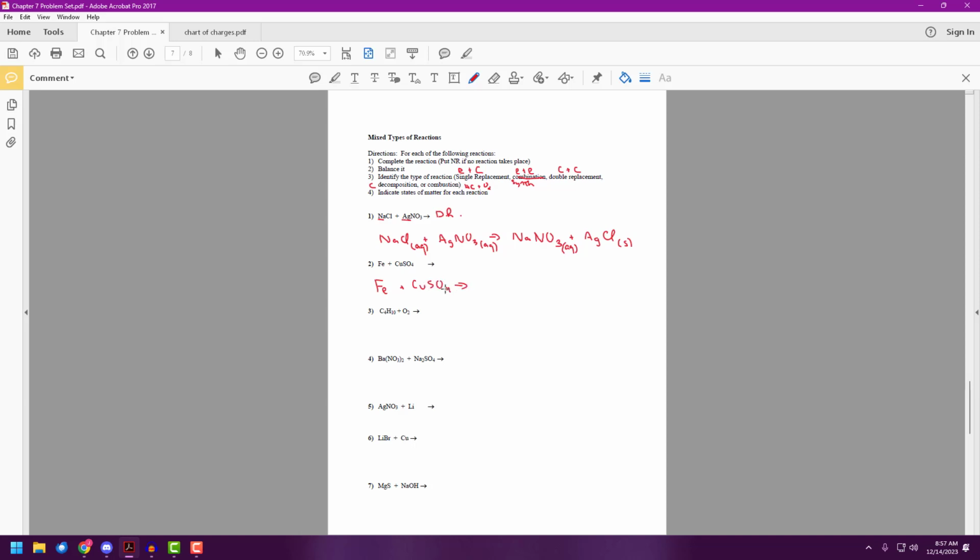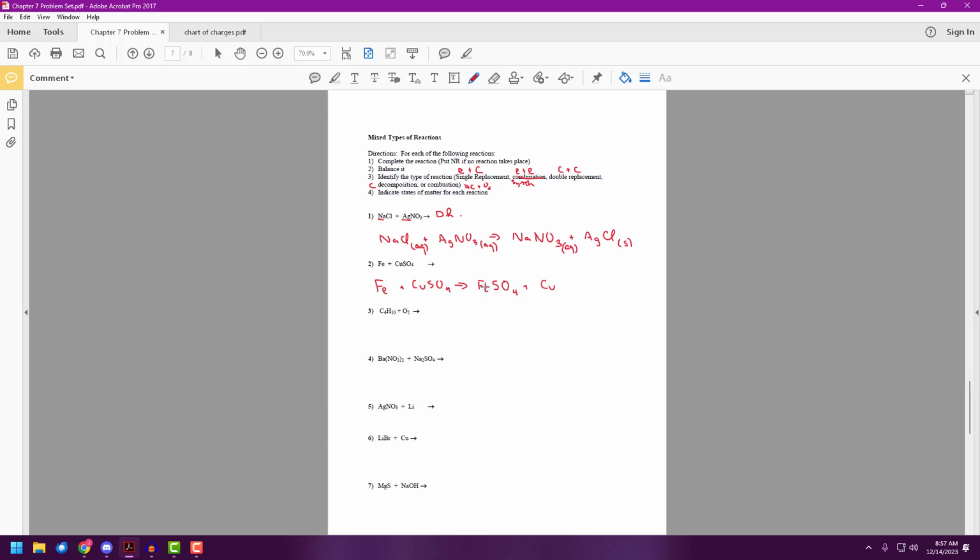For single replacement, I check right away: is iron able to kick copper out of a compound? Is it higher on the activity series? Yep, iron is higher on the activity series, so it can kick out copper. That means this reaction will happen. So we're going to have iron with sulfate plus copper off on its own.